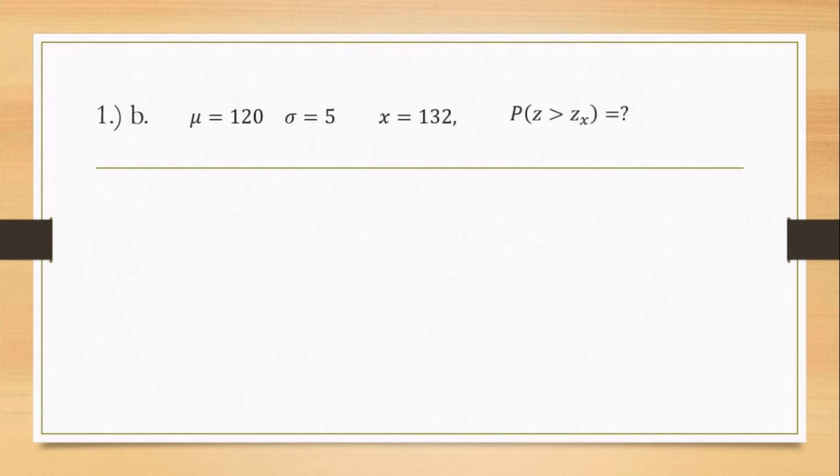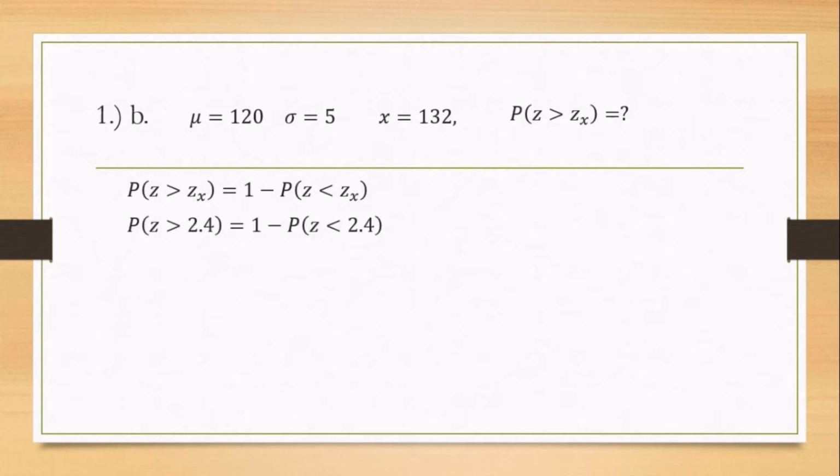With this, we can find its probability. The probability of Z greater than the Z-score of X is equal to 1 minus the probability of Z less than the Z-score of X. We will just substitute 2.4 to the Z-score there and find on the Z table its corresponding area.